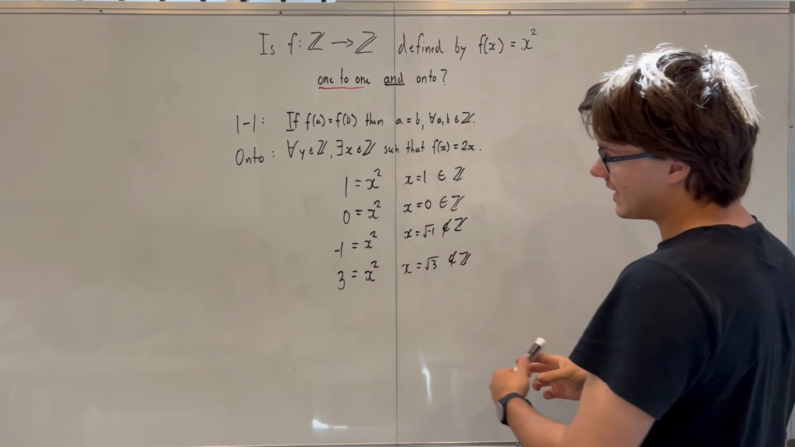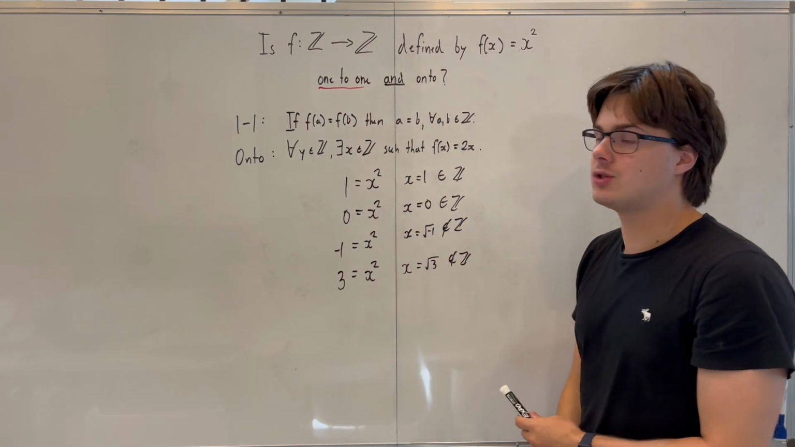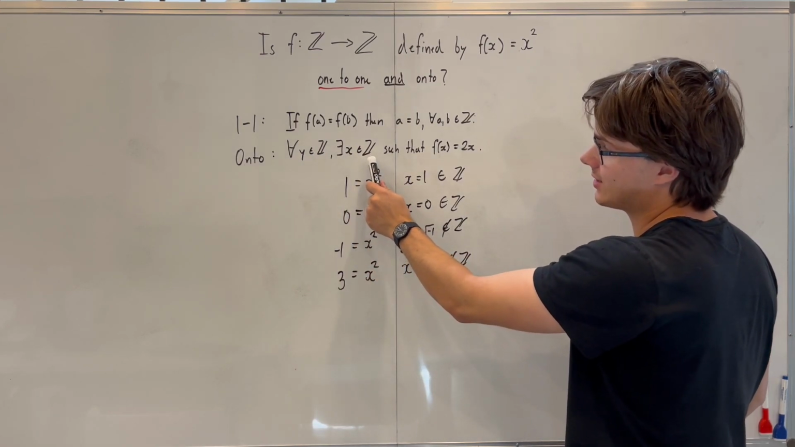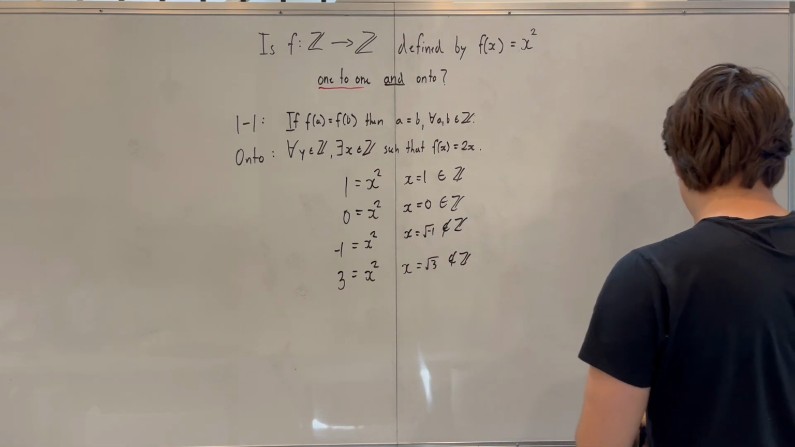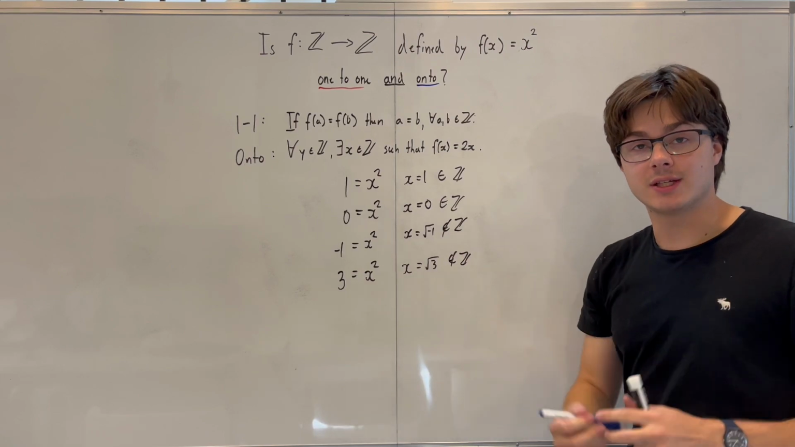So as you can see, we've already come up with 2 integers that you cannot get from an input of an integer. There does not exist an integer x for these solutions here. So we've shown that it is also not going to be onto. So let's go ahead and prove this statement.